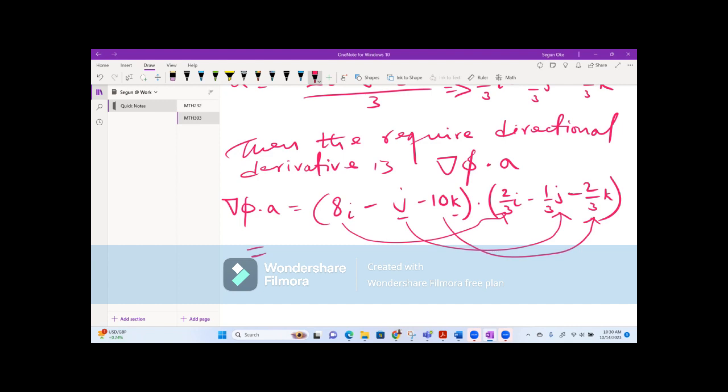So it's going to be 8 multiplied by 2 over 3 plus -1 multiplied by -1 over 3 plus -10 multiplied by -2 over 3. Because K and K will be 1, J and J will be 1, so we don't need to represent it again. And I dot I will also be 1, so they will cancel.